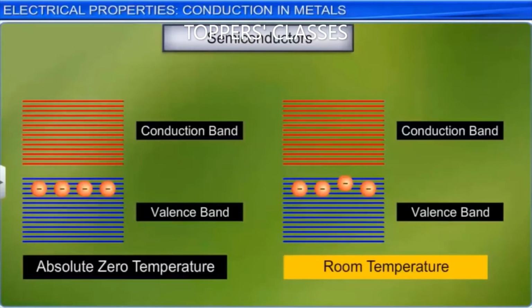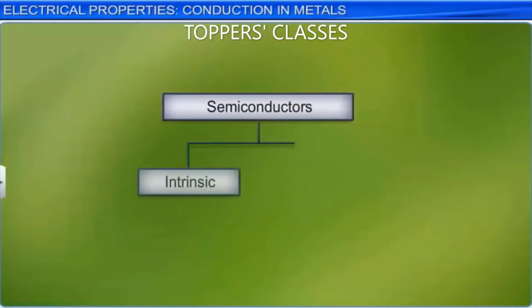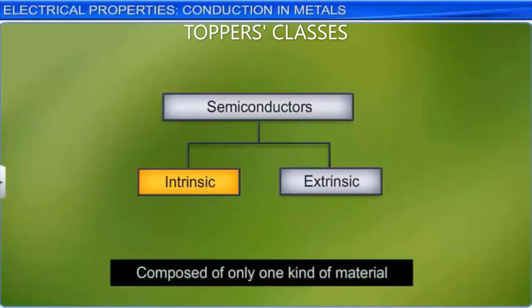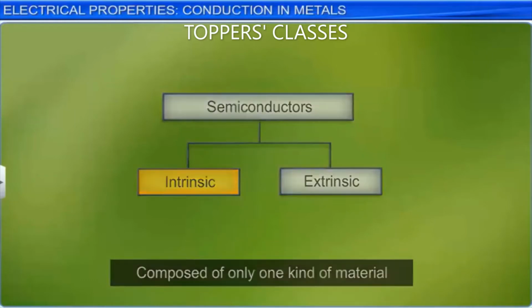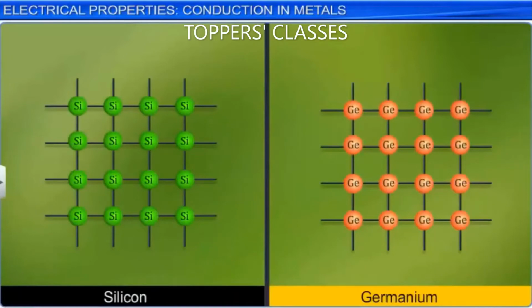Semiconductors can be classified into two broad categories. First, there are intrinsic semiconductors. These are composed of only one kind of material. Silicon and germanium are two examples of intrinsic semiconductors. They are also called undoped semiconductors.